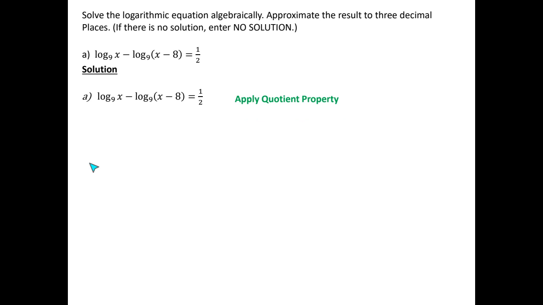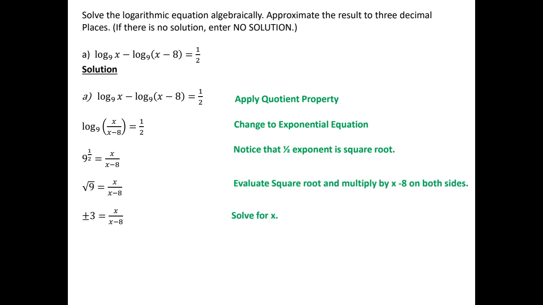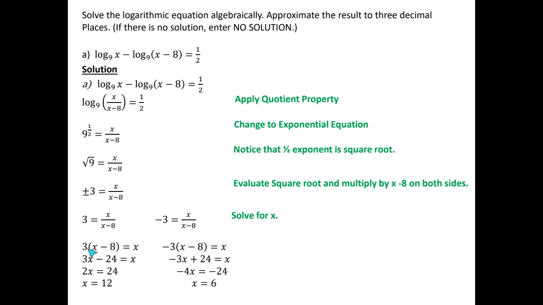And then remember that whenever you see an exponent that's a fraction, that means that it's a root. So here I have the square root of 9 is equal to x divided by x minus 8. So the square root of 9 is plus or minus 3. And then I need to solve for x. So I get two possible answers. I get 3 times x minus 8 equals x, and I get negative 3 times x minus 8 is equal to x. So if I distribute that 3, I get 3x minus 24 is equal to x.